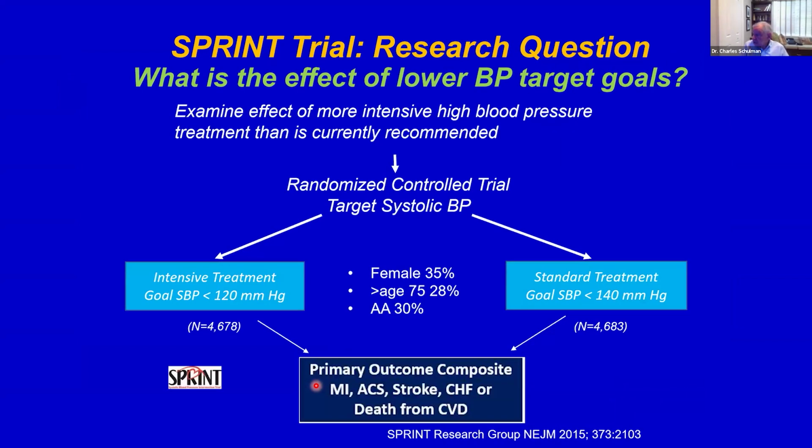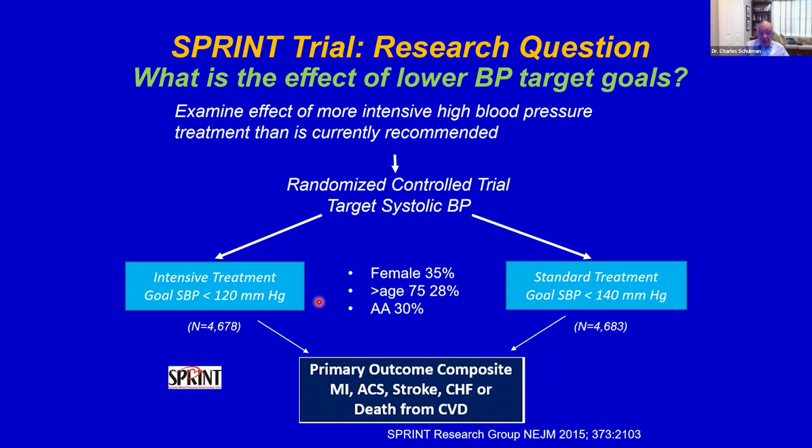Now, I'm going to show you two trials that are relevant here. There have been many hypertension trials over the years, but this one was really a game changer. A landmark study called the SPRINT trial, run by the NIH, to try to help answer the question, what's the effect of lower blood pressure target goals?